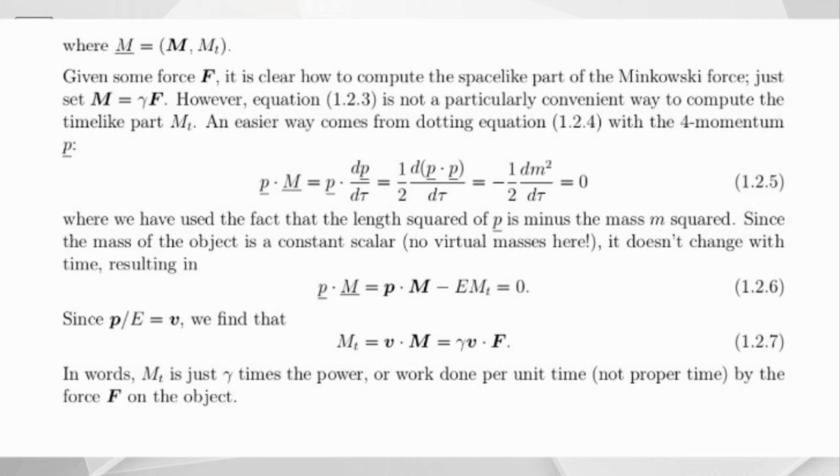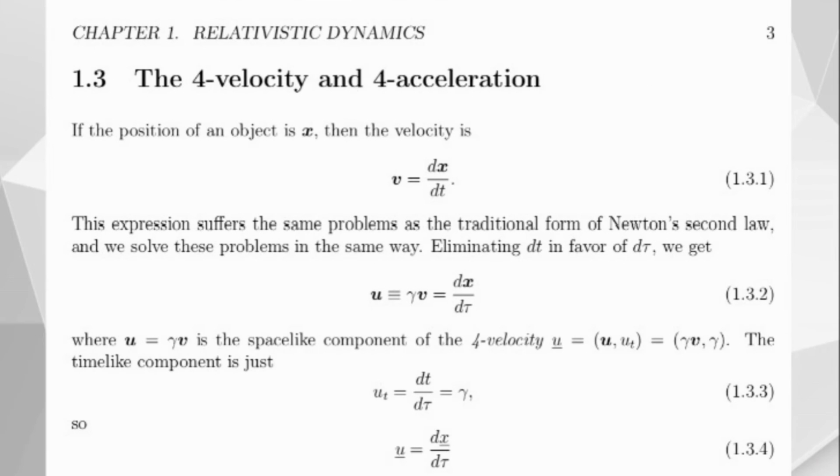In words, M^t is just γ times the power, or work done per unit time, by the force F on the object. If the position of an object is x, then the velocity is this. This expression suffers the same problems as the traditional form of Newton's second law, and we solve these problems in the same way. Eliminating dt in favor of dτ, we get this formula.